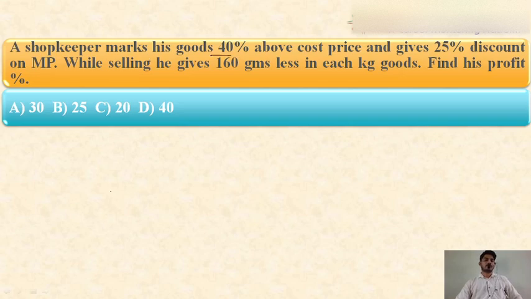The shopkeeper, suppose let us assume the original quantity he has to give is 1000 grams here, and initially he is marking up the price by 40 percentage, so it will become now 1400, and on that 1400 he is giving a discount of 25 percentage here. What is 25 percentage of 1400? 10 percentage is 140, and 140 and 140 and 70, it will be like a 350.